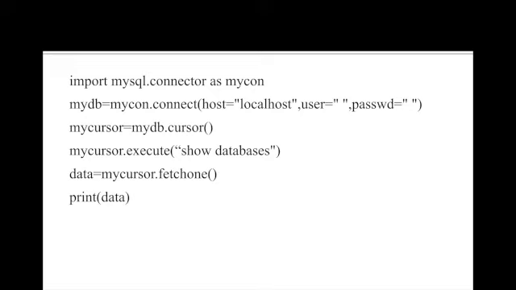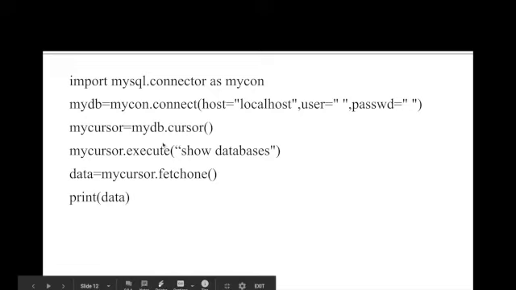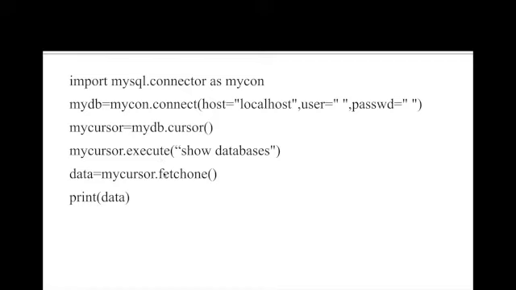So this is an example. The first 4 lines we already discussed. Then we are retrieving the result. For retrieving the result we are using the fetch function. Here using fetchone, it will show only one database name that is stored in data. Then printing the data, it will show the name of the database.